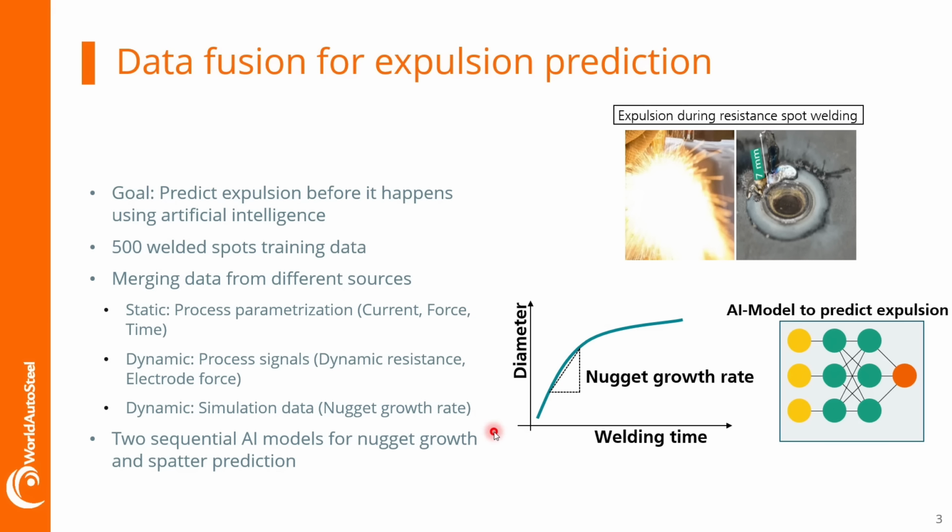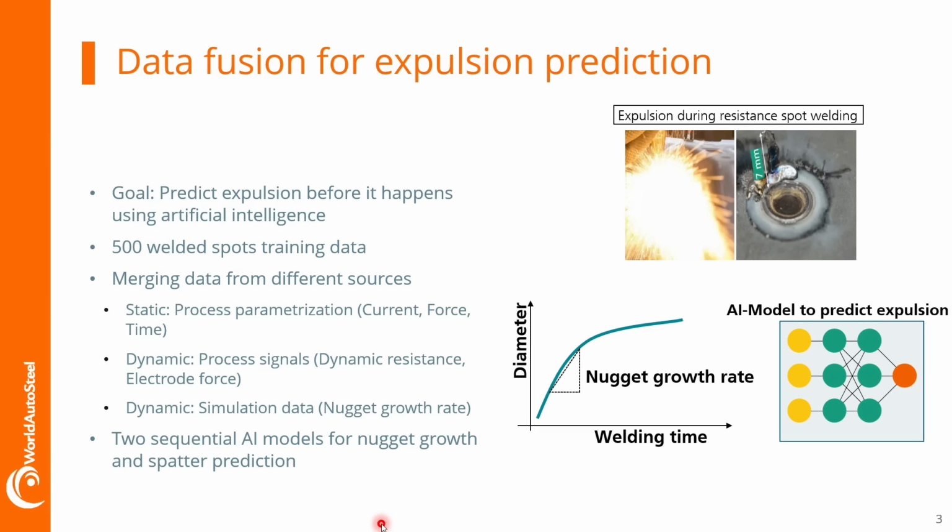And finally, in order to do some data fusion, so to use multi-source data, we also use simulation data to enrich our artificial intelligence. In this case, we've used nugget growth data from the simulation, which you just cannot measure experimentally. And nugget growth and nugget growth rate especially are known to drive expulsion.